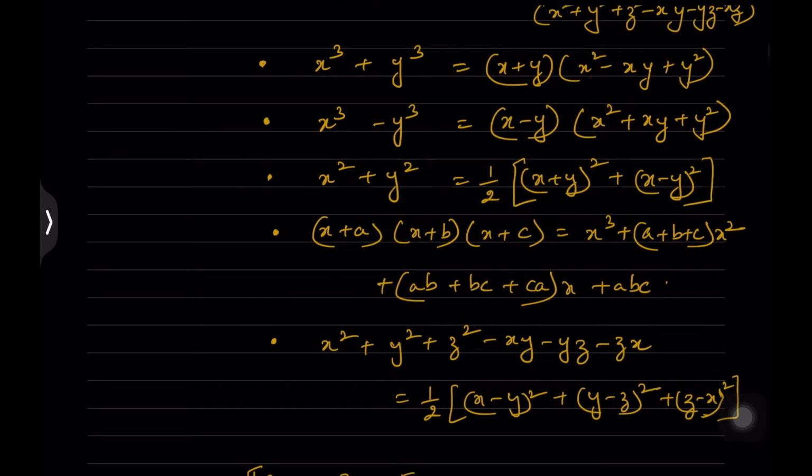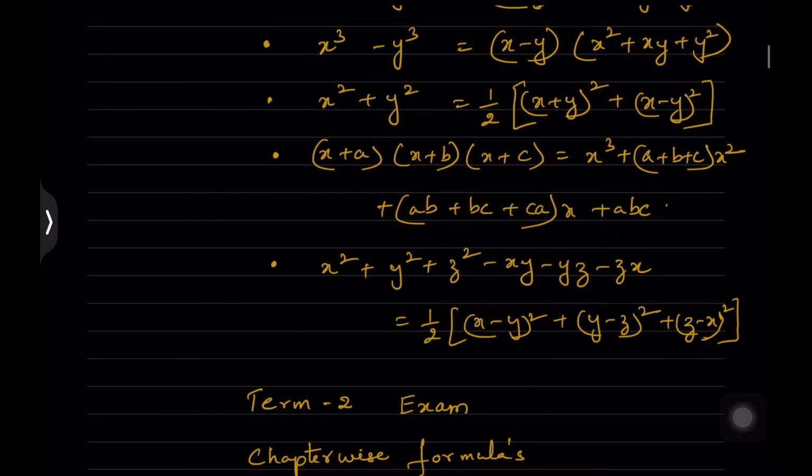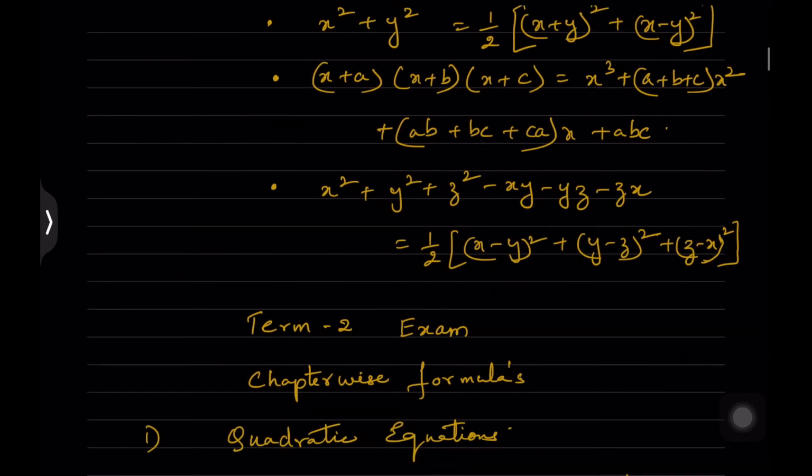Then we have x square plus y square is equal to half into [(x plus y) whole square plus (x minus y) whole square]. Then we have (x plus a) into (x plus b) into (x plus c), which is equal to x cube plus (a plus b plus c) into x square plus (ab plus bc plus ca) into x plus abc. Then x square plus y square plus z square.